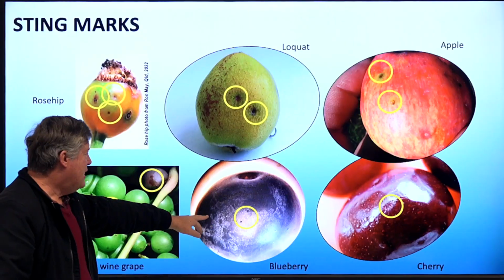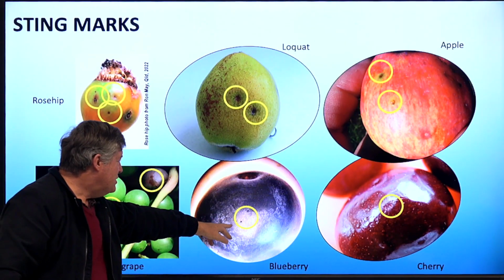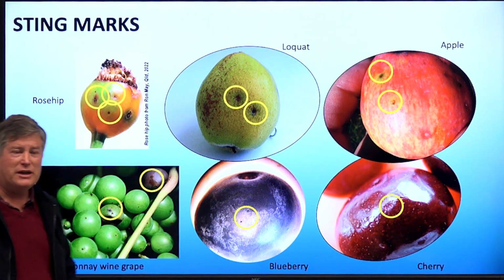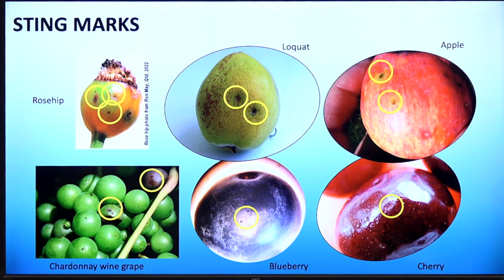Blueberries and cherries, you can't actually see the sting mark unless you look very close. You just see the hole that's made. So some of them show sting marks and others don't.